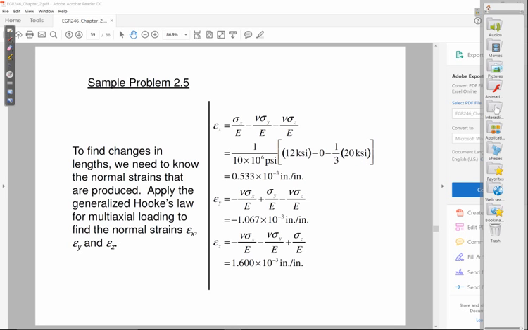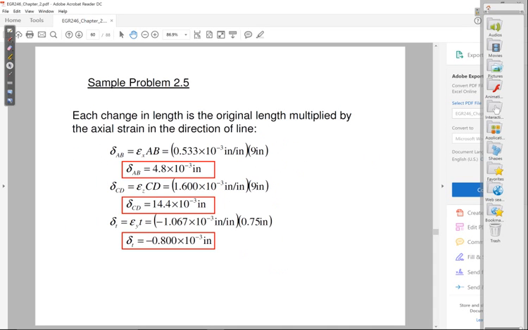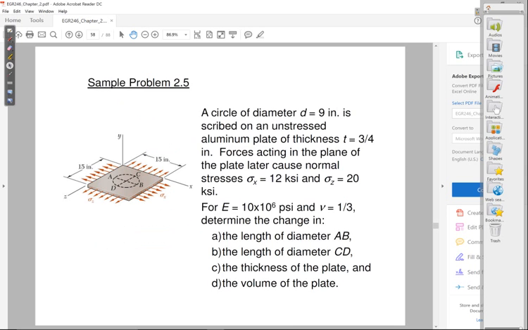And you could do the same thing, right? You do something very similar to find strain in the y direction and then strain in the z direction. Once you have those three strains, you just apply the definition of strain along with the original lengths to find the changes in the lengths. So here they are, right? Change in the length of AB is strain in the x direction times the original length of AB. And then the same thing, or something very similar, for change in the length of CD and change in the length of the thickness. The very last part of this asks for a change in the volume of the plate.